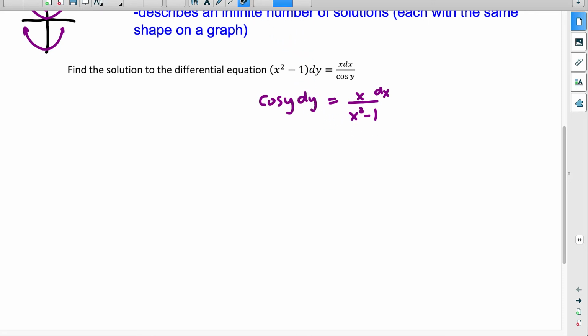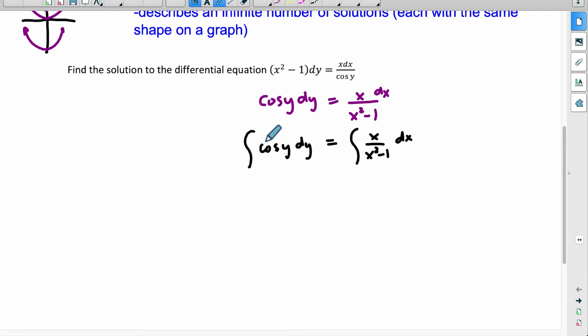So now what we're going to do is we're going to integrate both sides. On the left-hand side, we're going to integrate in terms of y. So we're going to take the integral of cos y in terms of y. And on the right-hand side, we're going to integrate in terms of x. So we have the integral of x over x squared minus 1 dx. So again, we're kind of following our rules from grade 8. What you do to one side, you do to the other. We just happen to be integrating on both sides here.